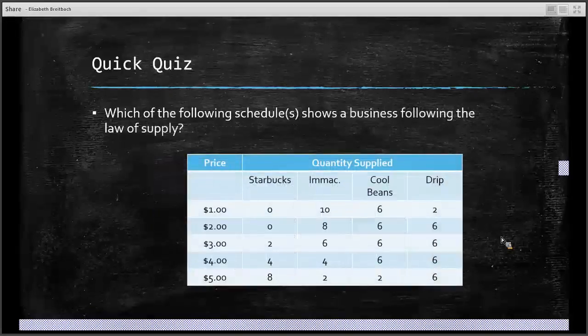All right, now let's go on the supply side. So determine which of these companies follow the law of supply. And I'll give you a few minutes to do that.